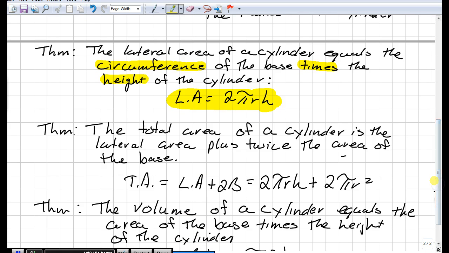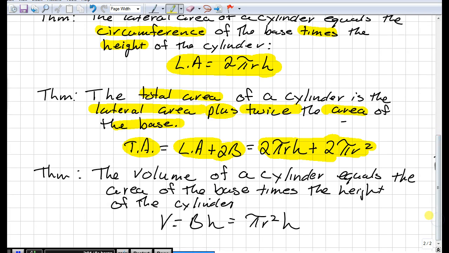The total area of a cylinder is the lateral area plus twice the area of the base. Okay, so total area is lateral area plus 2 times the base. So remember, lateral area is 2 pi r times h, and the base is pi r squared, but we have two of them. So it's 2 pi r h plus 2 pi r squared.